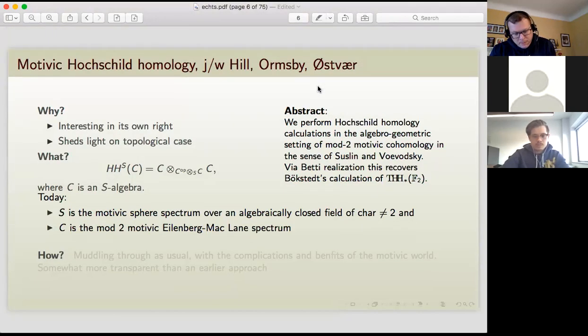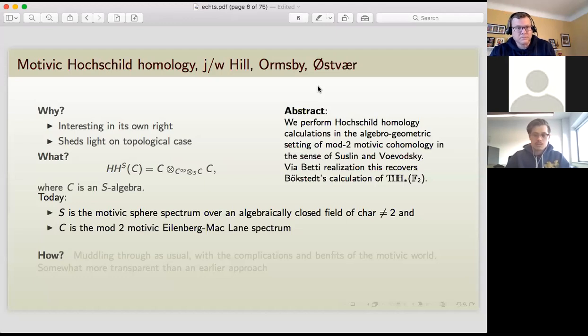But today, S is going to be the motivic sphere spectrum. And I say that it's over an algebraically closed field of characteristic different from 2, but I think we should be very safe if we say that it is the complex numbers. Given why I'm mostly interested in this, that should be more than enough. And C here is the mod 2 motivic Eilenberg-MacLane spectrum.